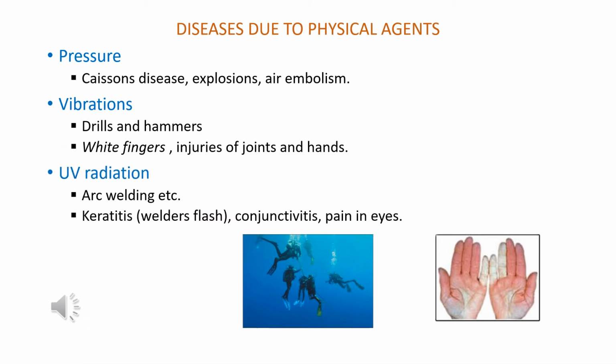Next in physical agents is the pressure. We have all heard about Caisson's disease, and pressure due to explosions can result in many of the occupational diseases or incidents. Air embolism can occur in excessive pressure, especially in people who work underwater. Vibrations are another one of the physical agents that can result in occupational diseases. Vibrations are usually encountered by people who work with drills and hammers, and the excessive vibrations can give rise to a condition known as white fingers, and it can also result in injuries of joints and hands.